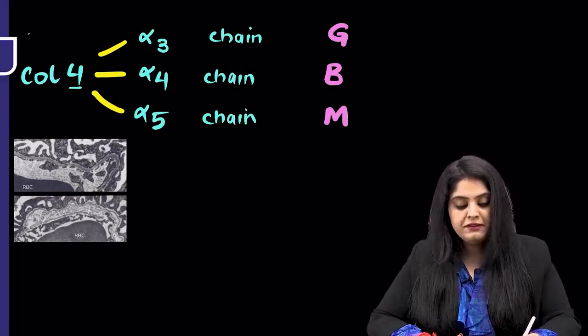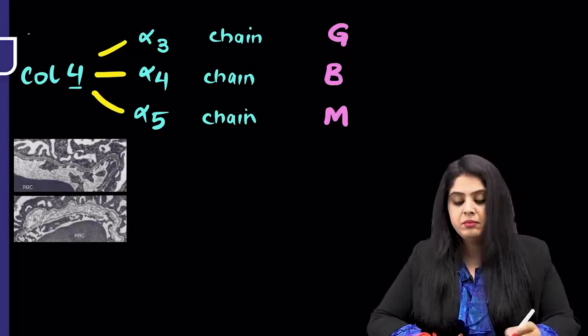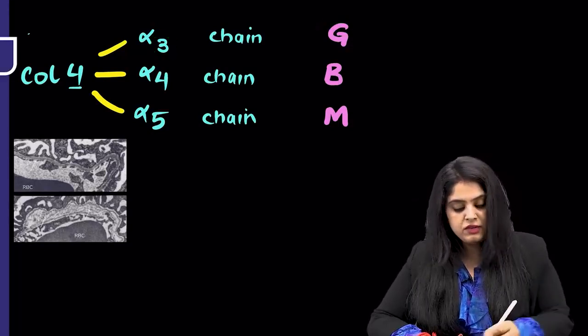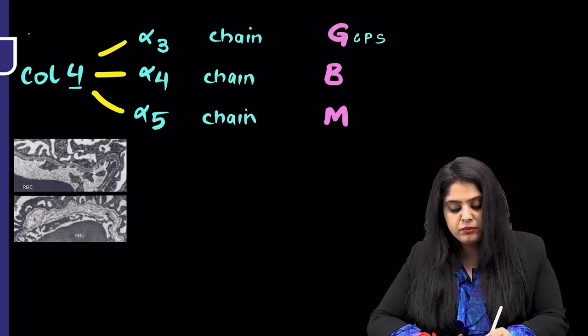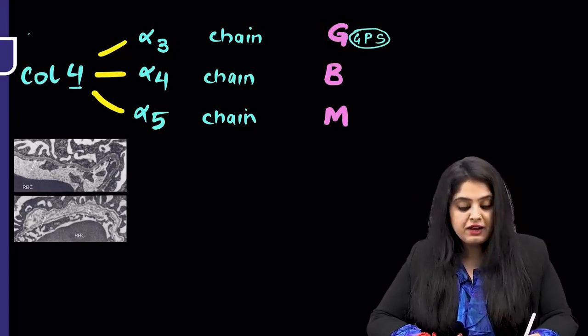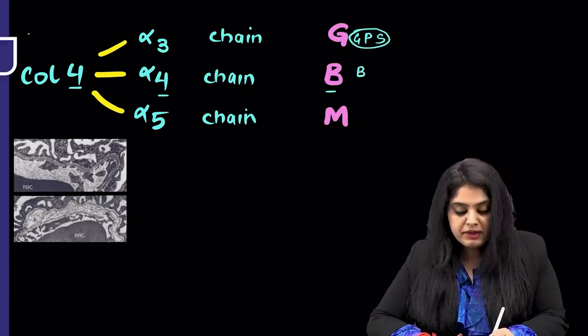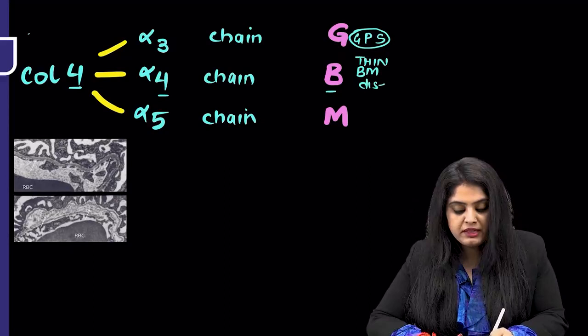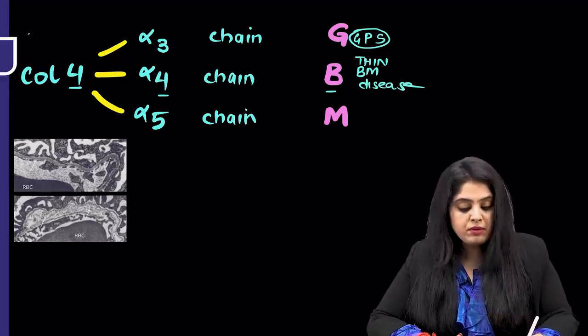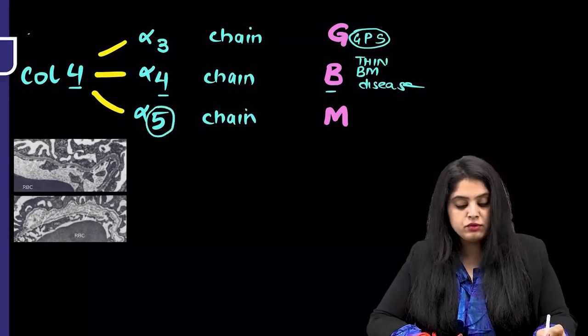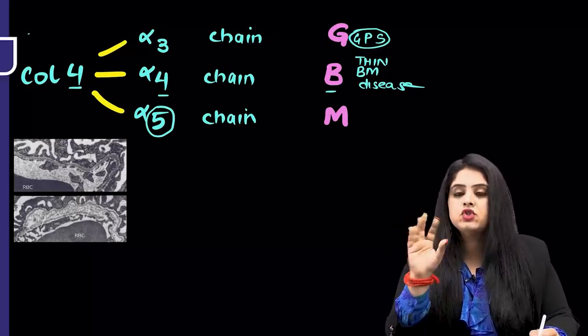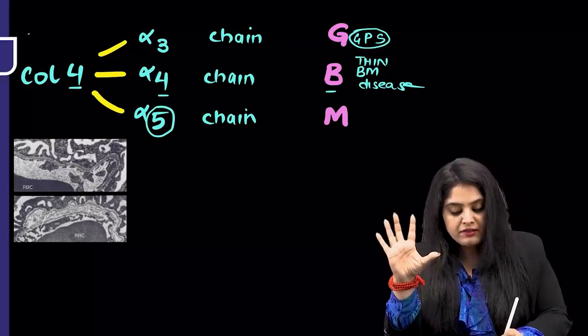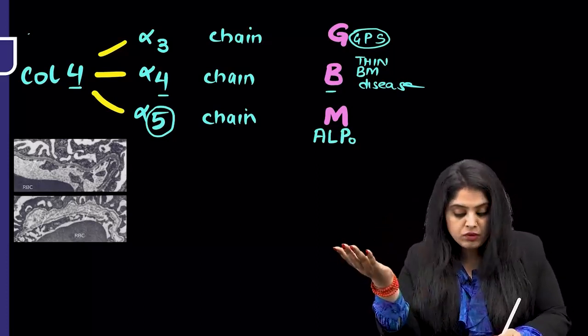Please note, if the alpha 3 chain is a problem, which disease did I just tell you? I said GPS, Goodpasture syndrome. If the alpha 4 chain is a problem, then what is B? The basement membrane is very, very thin. There is a thin basement membrane disease. And if it is a problem in alpha chain 5, so yes, look, alpha 5, alpha penta. So I have written alpha penta. What disease is it? Alport syndrome.